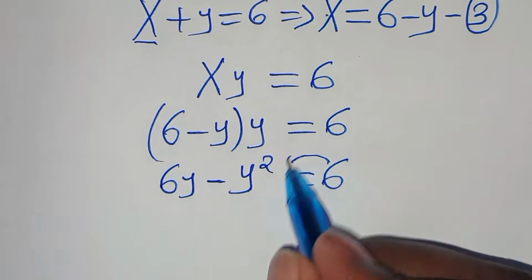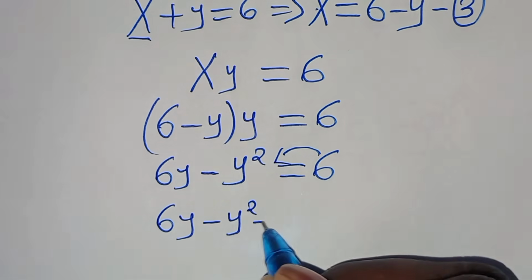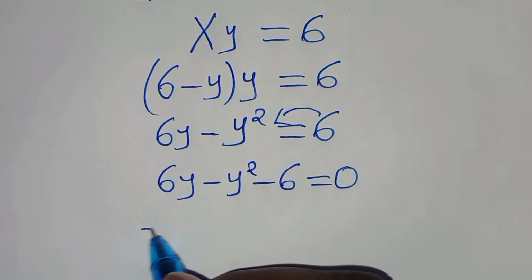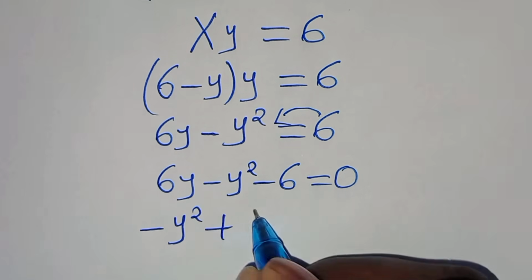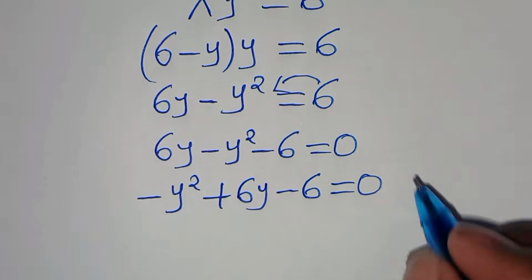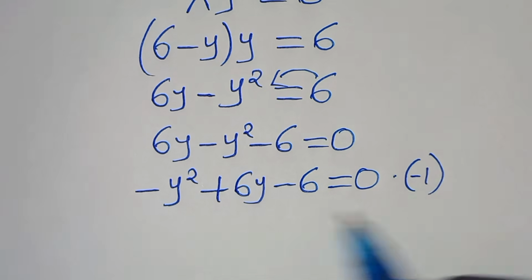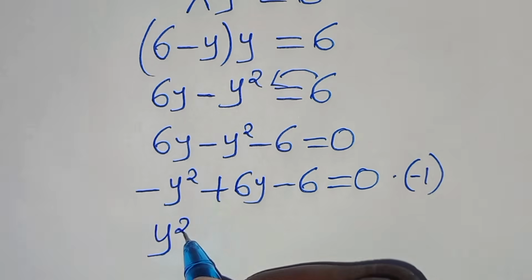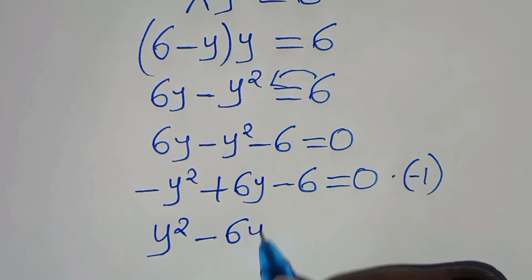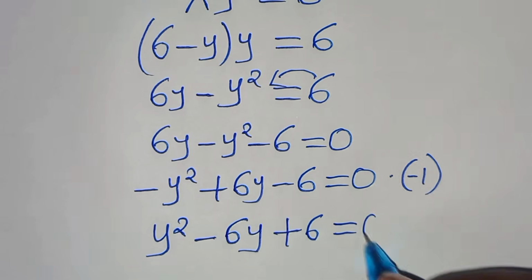Now let's take 6 to the left hand side so that we have 6y minus y to the power of 2 minus 6 equal to 0. Let's rearrange this equation so that we have minus y squared plus 6y minus 6 equal to 0. Now let's multiply both sides by minus 1 so that we have y squared, then minus 6y, then plus 6, equal to 0.